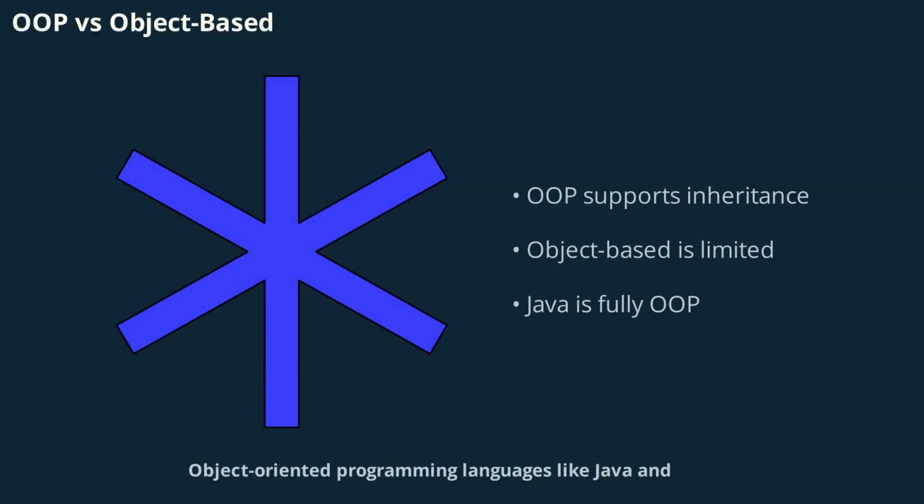Object-oriented programming languages like Java and C# support advanced features such as inheritance, polymorphism, and abstraction. Object-based languages, such as JavaScript and Visual Basic, focus mainly on using objects and encapsulation but lack full support for inheritance and other OOP features.